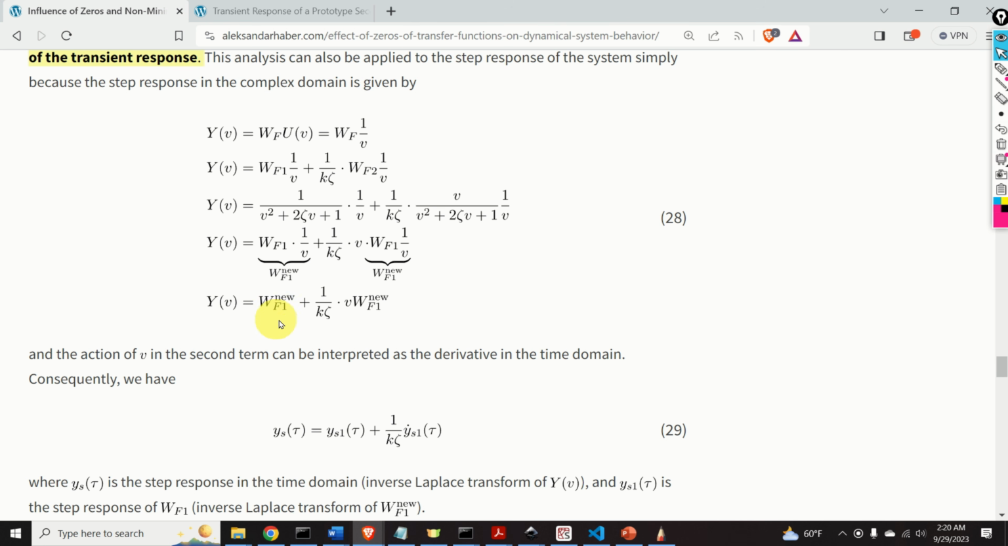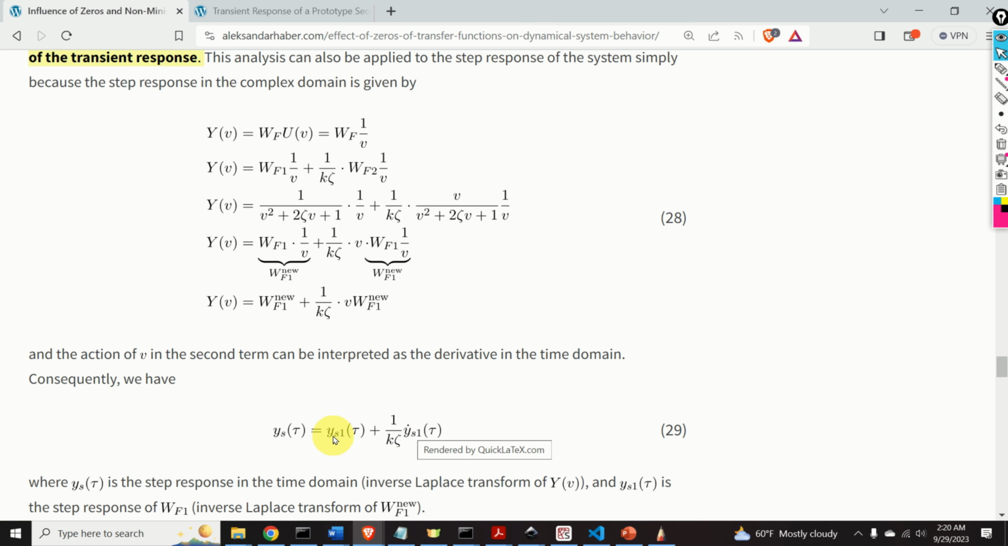The step response consists of two parts. This part comes from the part of the transfer function that doesn't contain zero. And the second part comes from the part of the transfer function that contains zero. This v over here is the effect of the zero. And we know that this v in the final expression for the step response in the time domain will introduce this derivative over here.